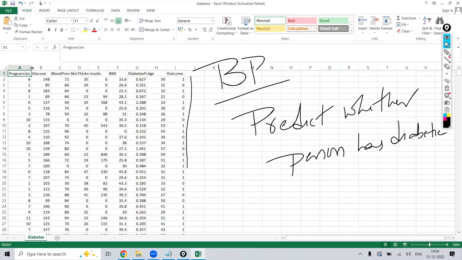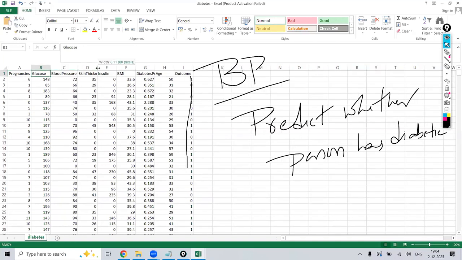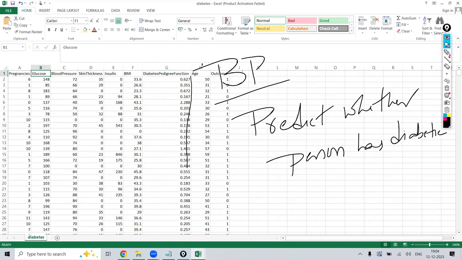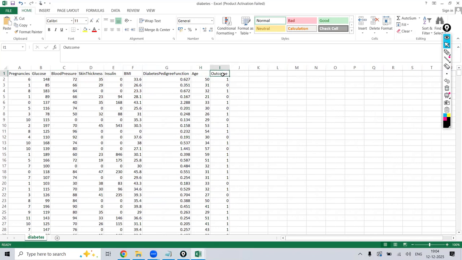Now, based on the number of pregnancies, based on the glucose level, the blood pressure, skin thickness, insulin level, BMI, diabetic pedigree function, and age, based on these parameters, we have to estimate the outcome, whether the person is having diabetes or not. Now here, am I having the output variable or not? Yes or no? This is my output variable. But the output variable has 1 and 0.